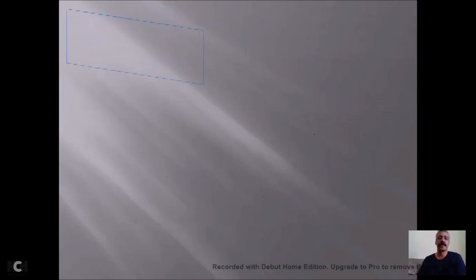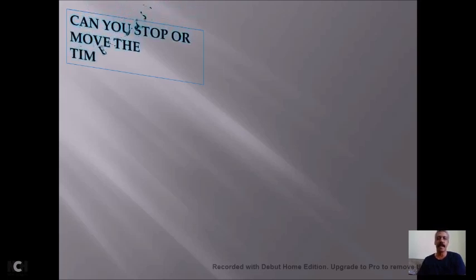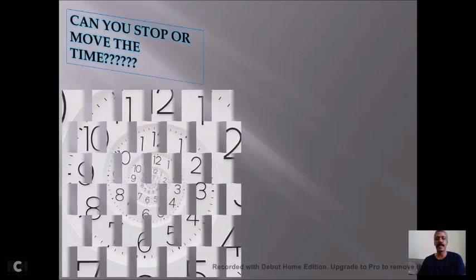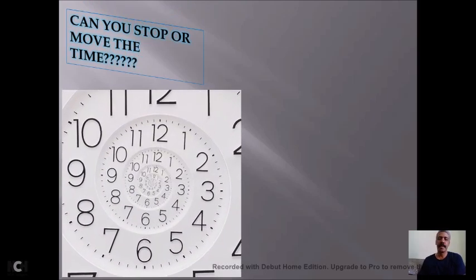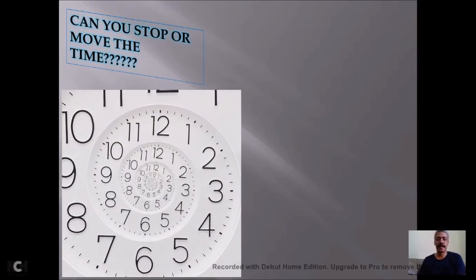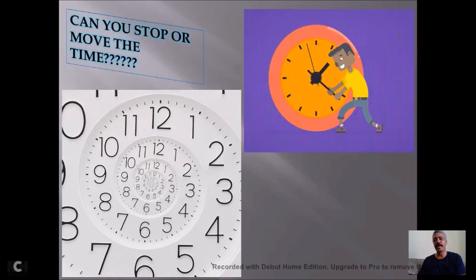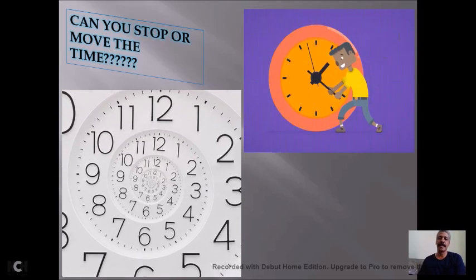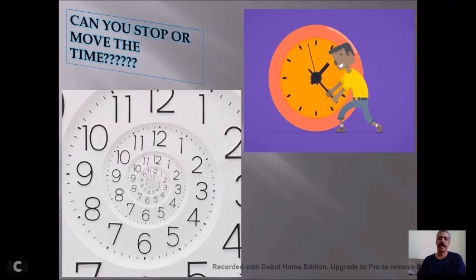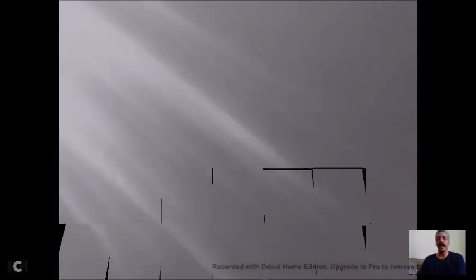You see here, before we start the next example, can you stop or move the time? Can you? Let's see. You see this time? You cannot stop it, or you cannot move it. Okay? Let's see our example.